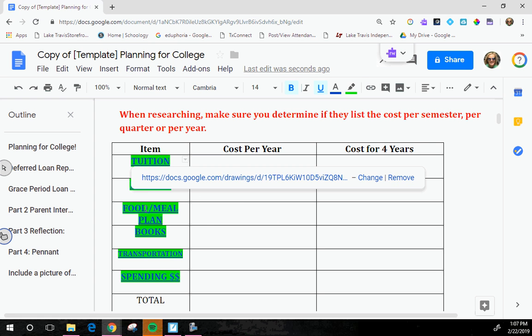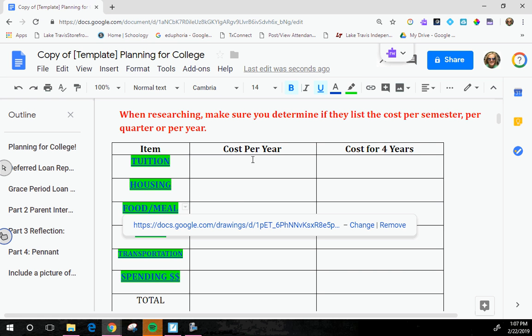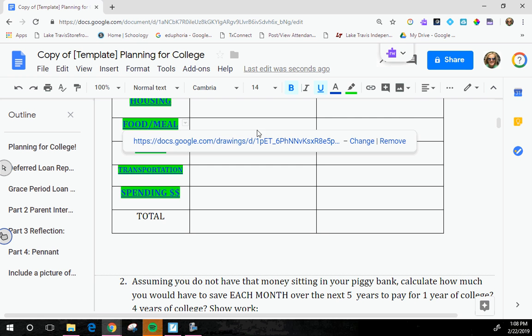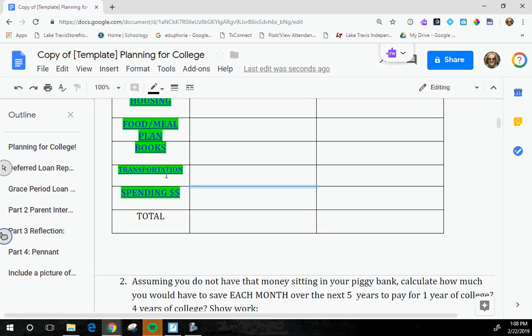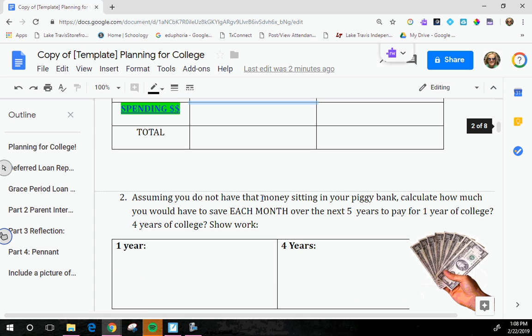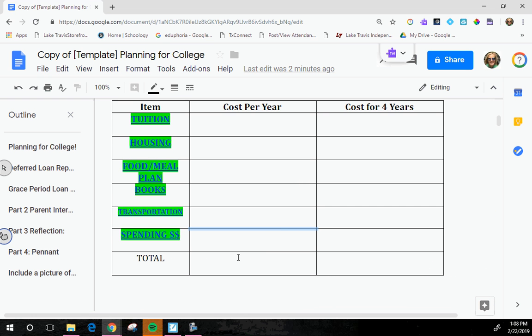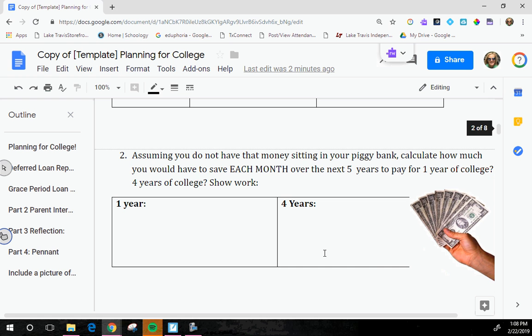All right. You see these green things? These are all hot links too. This is where you're going to put your tuition cost for 1 year, your tuition cost for 4 years, housing, food, meals, and transportation, spending money. What does that say right there? Books, yes, books. I think you're going to be surprised at how expensive books are. Then you're going to obviously come here and get a total for 1 year and a total for 4 years.